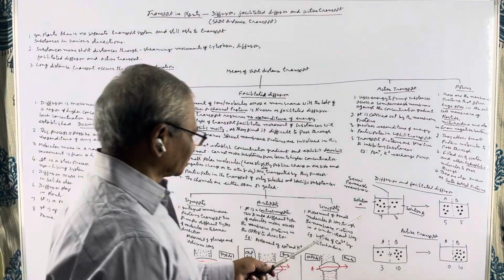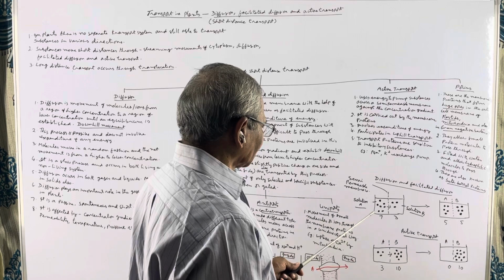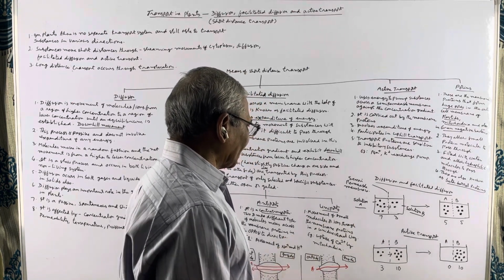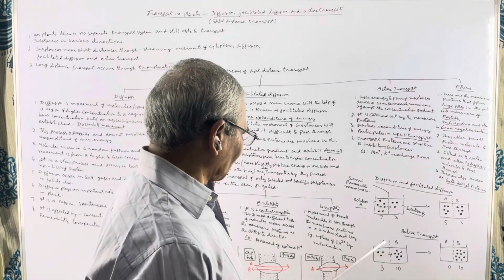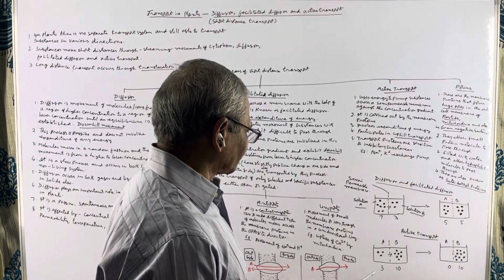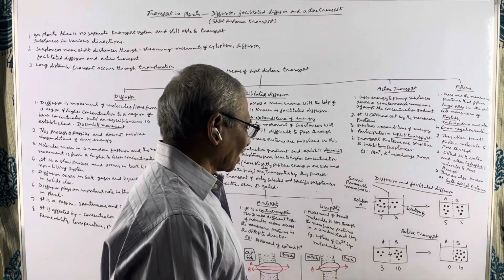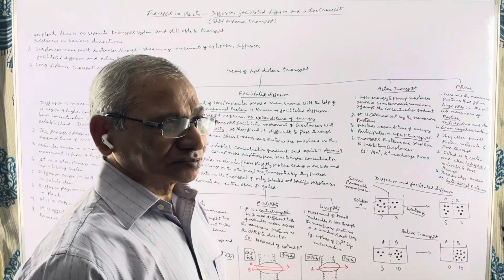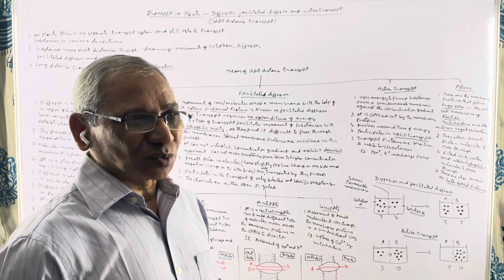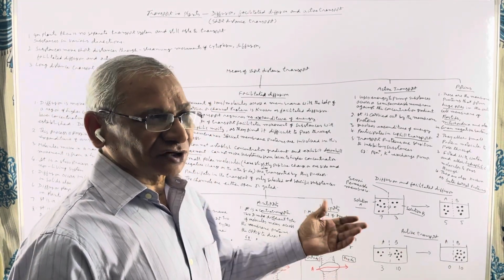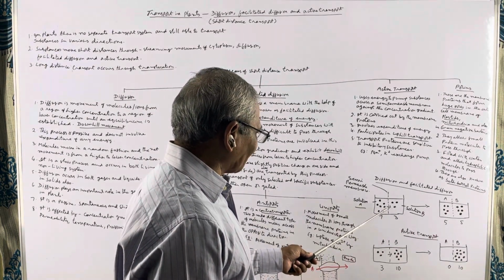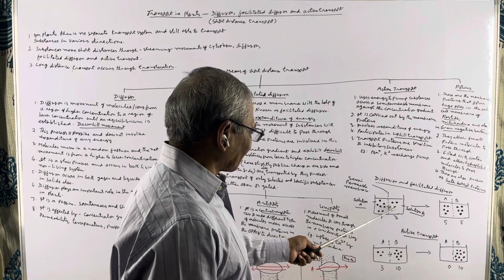I have drawn one figure here. There are two solutions, solution A and solution B, separated by a semi-permeable membrane. In solution A, there are, let us say, 7 molecules. In solution B, there are 3 molecules of the same type. Molecules exhibit kinetic movements. They move in different directions. Here, molecules of this chamber enter the chamber B.